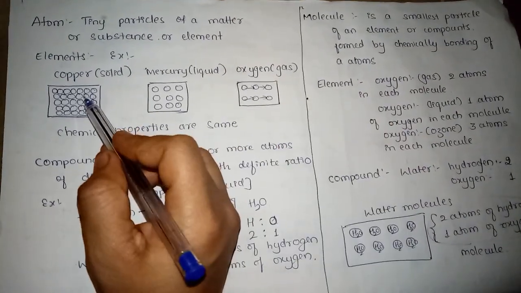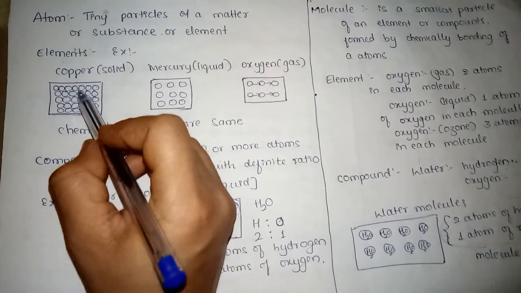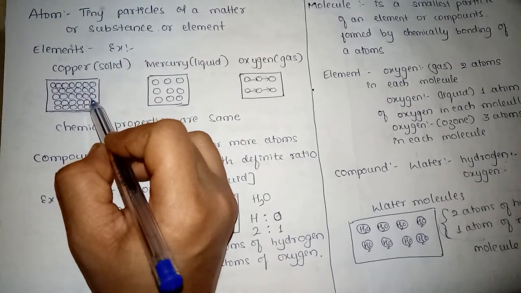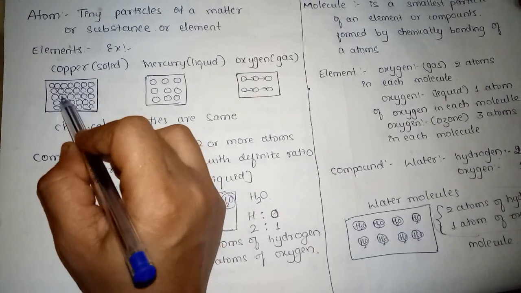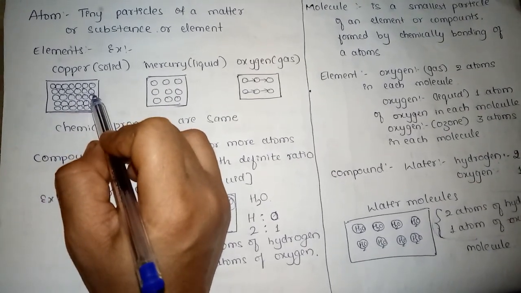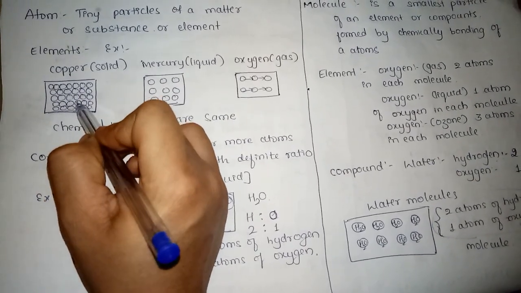Let us take an example of copper. In copper, every atom has the same chemical properties and is tightly packed, so the atoms cannot move. So this is one type of element.